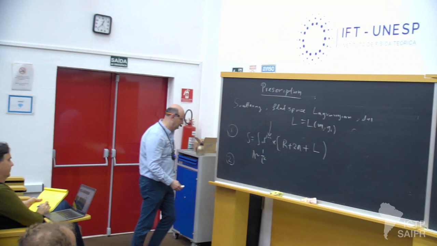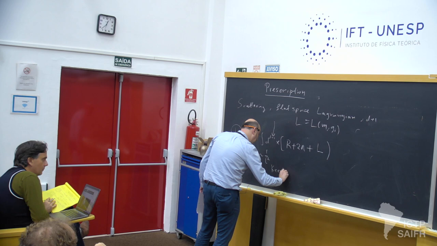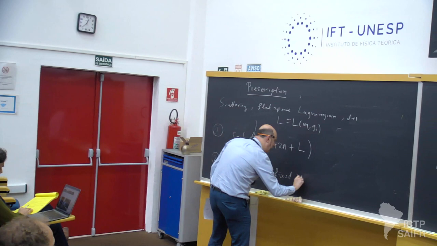So a flat space limit means I want to take the AdS radius to infinity, keeping fixed all the parameters that appear here, so M and g_i.